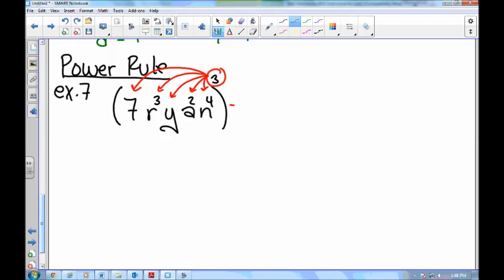Okay, so if I was to rewrite it, it'd be 7 to the 3rd power. Yeah, r cubed to the 3rd power. Y. Remember there was a 1 here? I'm going to just put it to the 3rd power. A squared to the 3rd power. And n to the 4th to the 3rd power.